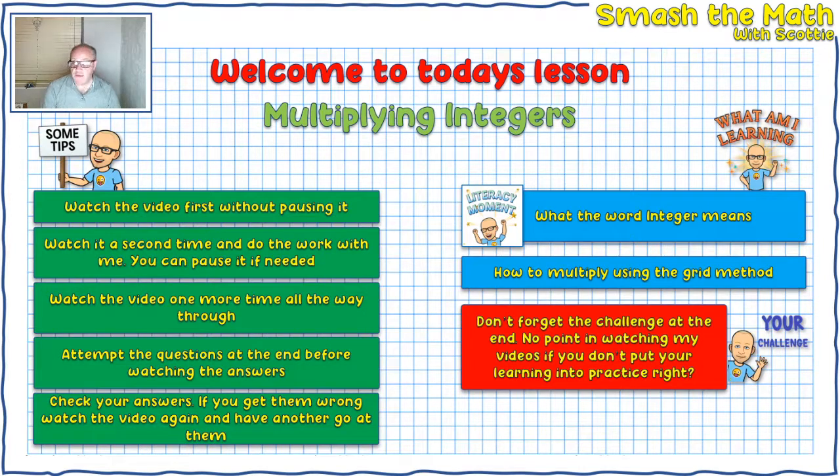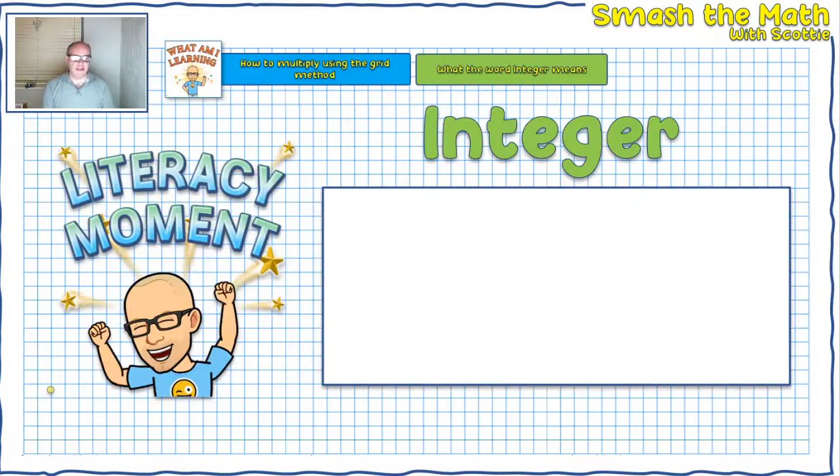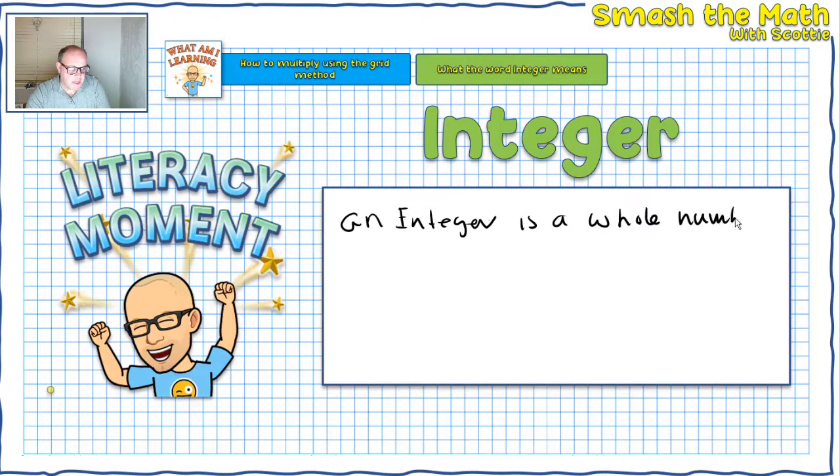So first of all, what does the word integer mean? Well, it's quite straightforward really. It's not that difficult. An integer, and you can write this down, remember. An integer is basically just a whole number. So it's a number without a decimal.